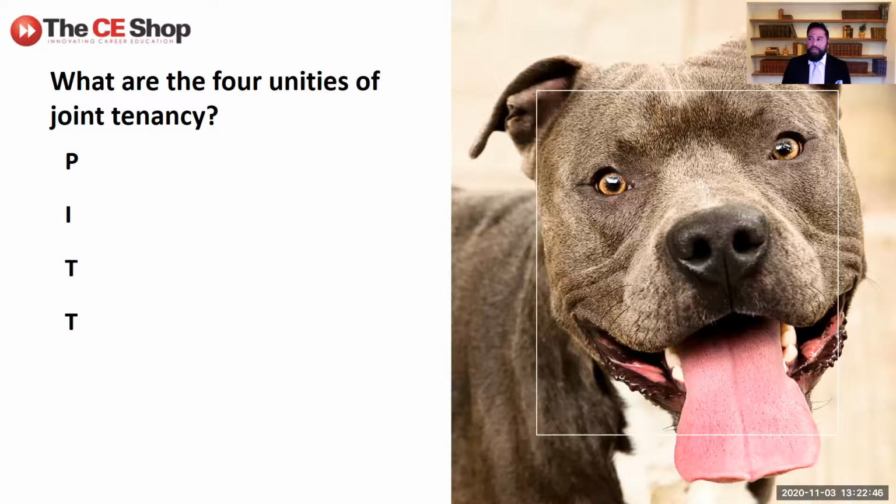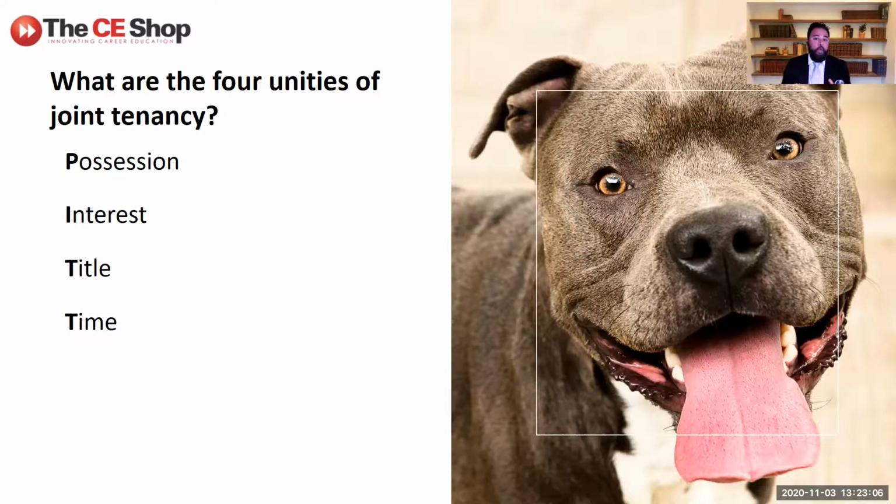But when you look at Pitt, right, look at this face. This is just a gorgeous face. You can never forget this face. Think of the Pit, right? Your pit bull. Beautiful animal. So you have to have Pit in order to have joint tenancy. And what Pit stands for is possession, interest, title, and time.